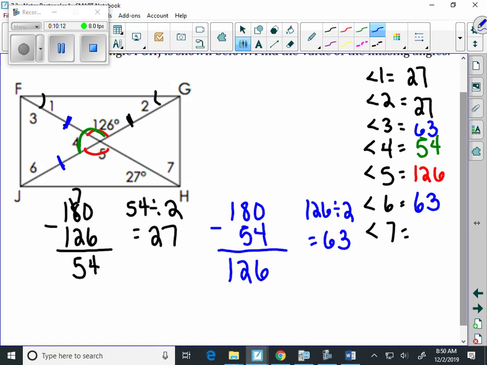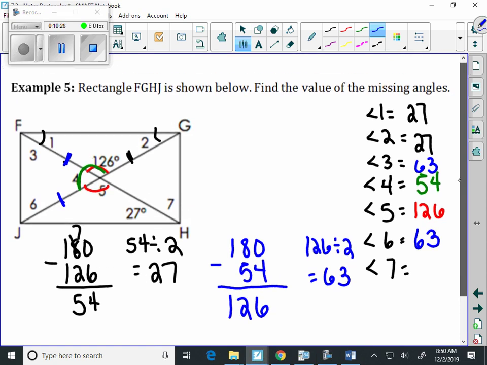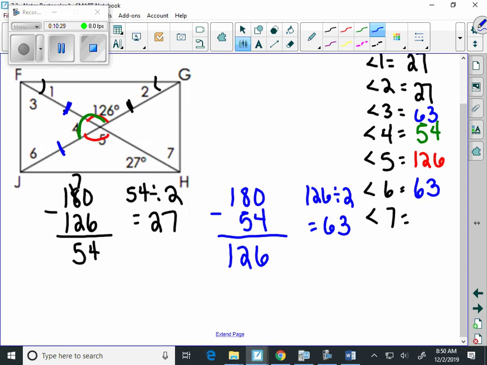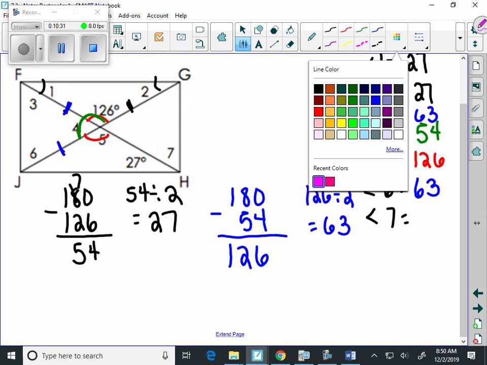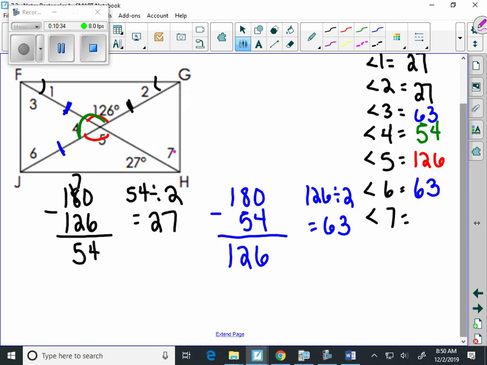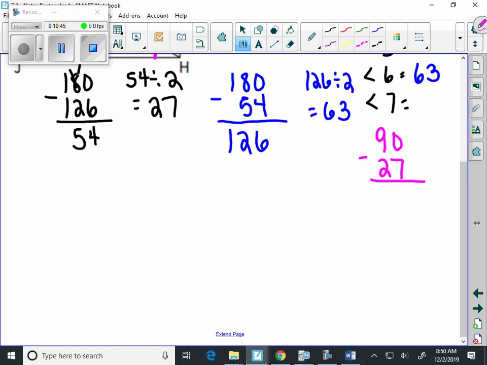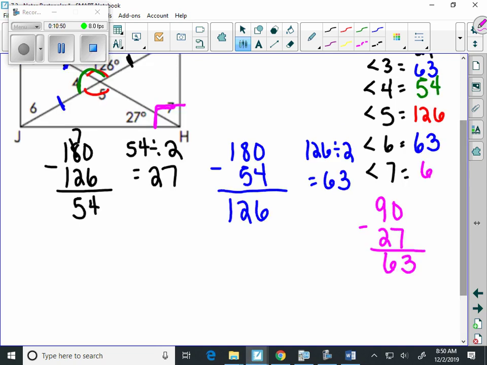And finally, we need to figure out how big angle 7 is. This is a rectangle. So to figure out what angle 7 is, what we know about rectangles is that they have 4 right angles. So here is a right angle, and we know 27 of it. So if we take 90 minus 27, we'll get our angle for 7. 10 minus 7 is 3, 8 minus 2 is 6, and we get 63.